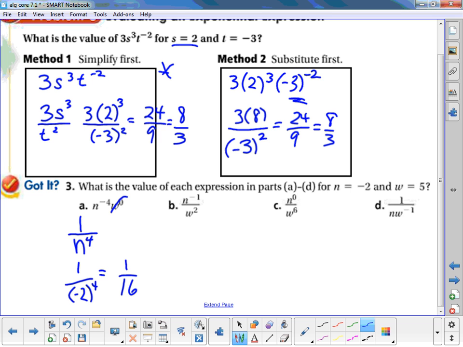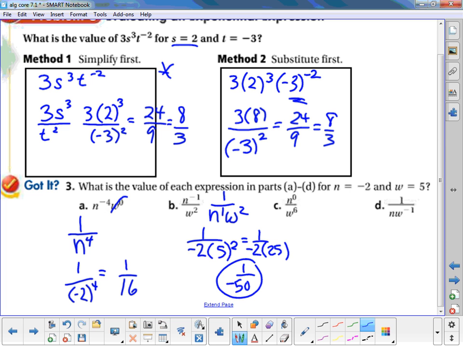This one to simplify, I'm going to put n has to be on the bottom to the first, w to the second, and there's just going to be a 1 on top. You can't have a 0, it's just 1. So I have 1 over n to the first, which is just n. So n is negative 2, and then w, which is 5 squared. So equals 1 over negative 2 times 25, which is 1 over negative 50. So that is my answer for that one.